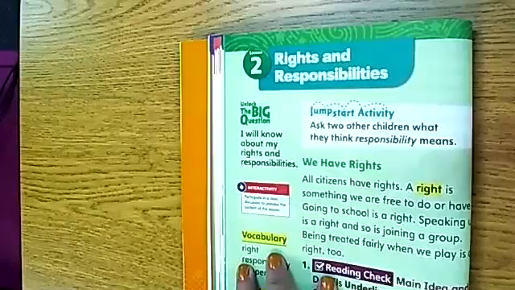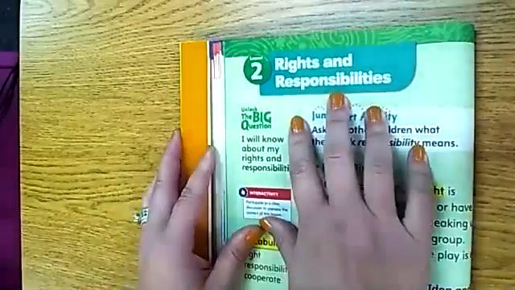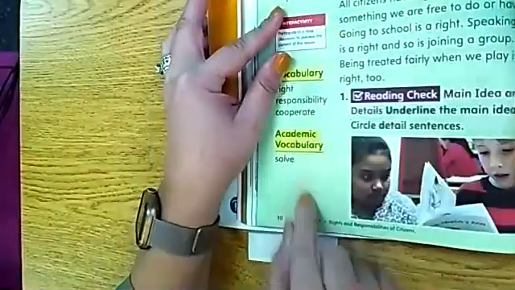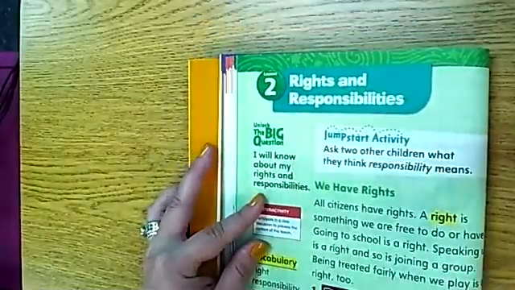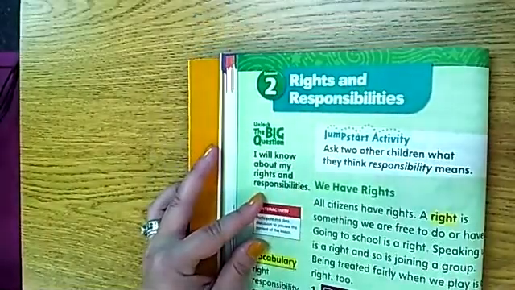Here's one. Yes, okay. Here we go. Page 10 looks like this. It's a 1 and a 0 right next to each other. And we're going to be reading about rights and responsibilities. Remember, this is nonfiction reading full of facts.